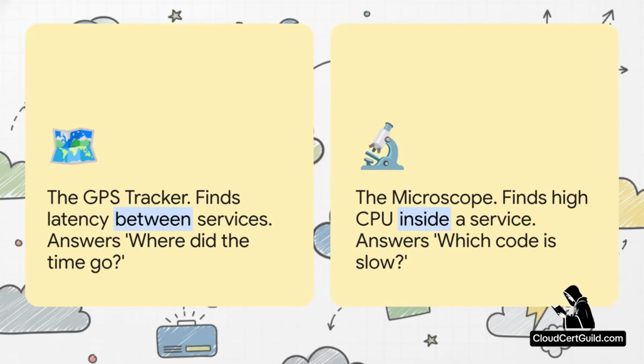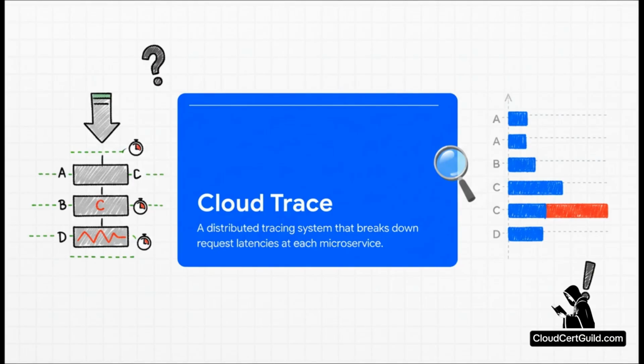So this right here is the absolute key takeaway. You have to know which specialist to call. Think of Cloud Trace like a GPS tracker you attach to a request. It follows the entire journey through all your different microservices and shows you exactly where it got stuck in traffic. Cloud Profiler, on the other hand, that's the microscope. It looks inside a single service to analyze its code, its very DNA, to see which specific function is causing all the trouble.